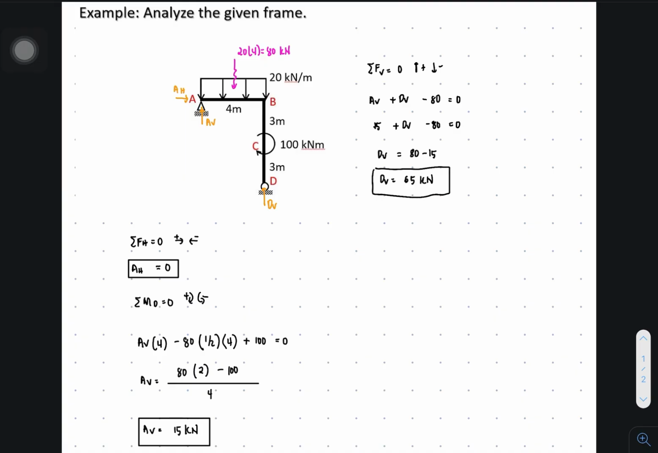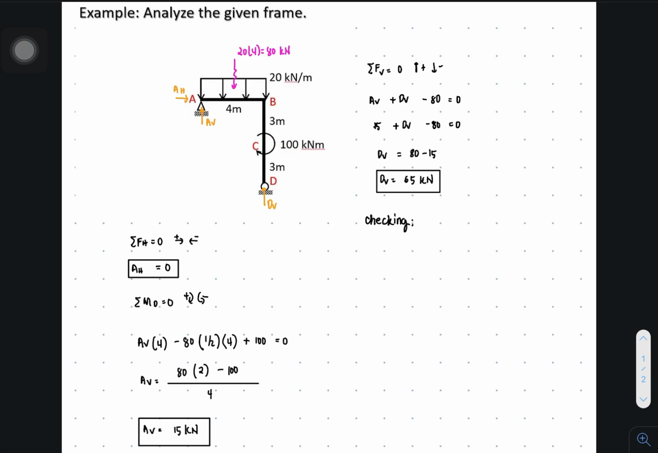So make sure that you got the answers or values of the magnitude correctly. So what we're going to do is we're going to do the checking. So let me just put it in the box. So let's do the checking. How do we do the checking? The same with beams.